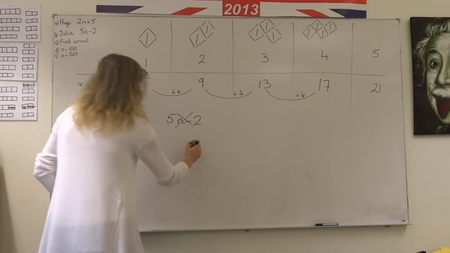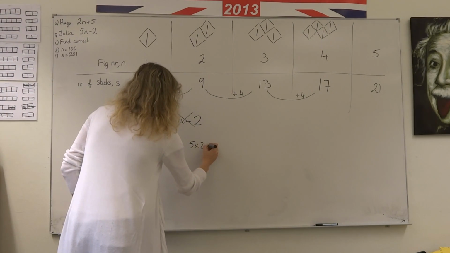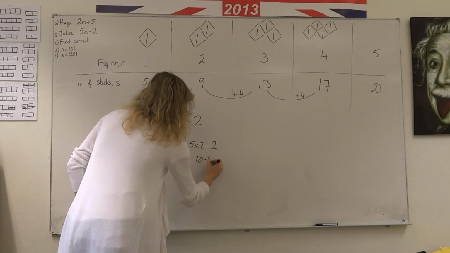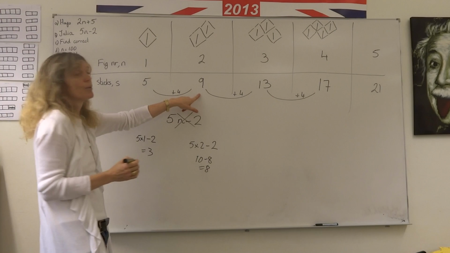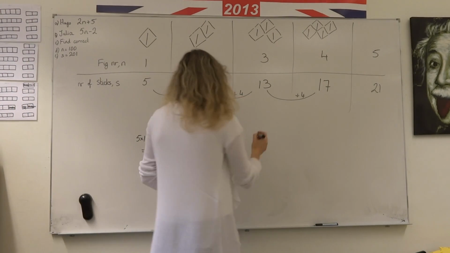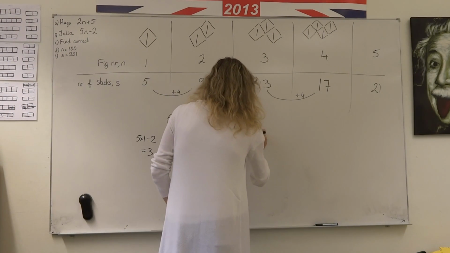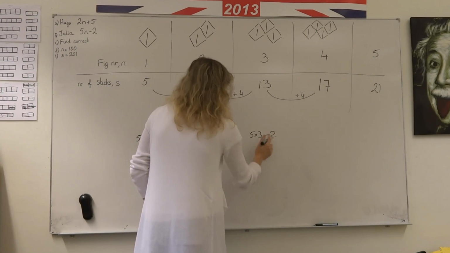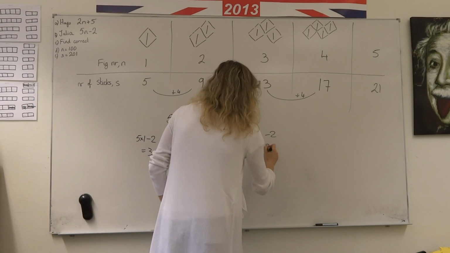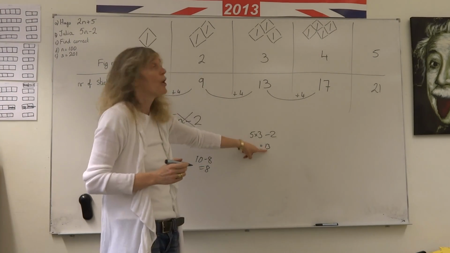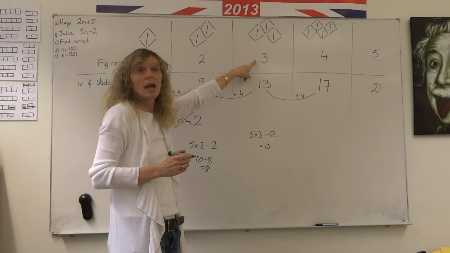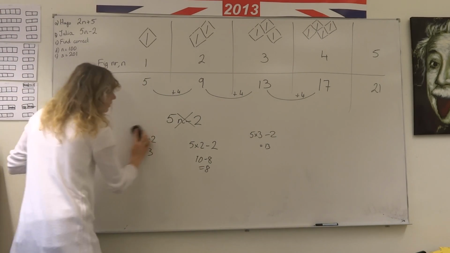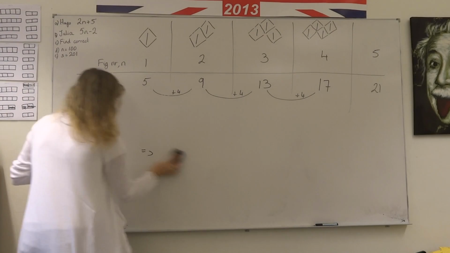Let's test it for 5 times 2 minus 2. 10 minus 2 would give us 8. Does 8 equal 9? No. Let's try it again for 3. 5 times 3 minus 2. 5 3s are 15. 15 minus 2 equals 13. So yes, it does work, but only when n equals 3. So, sorry Julia, your formula doesn't work either.